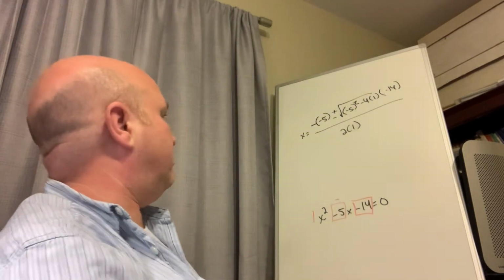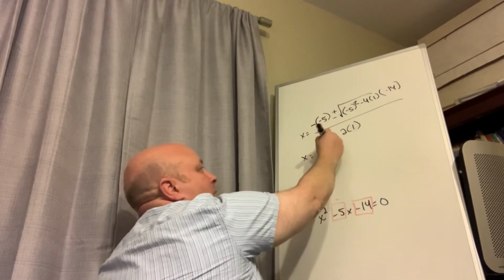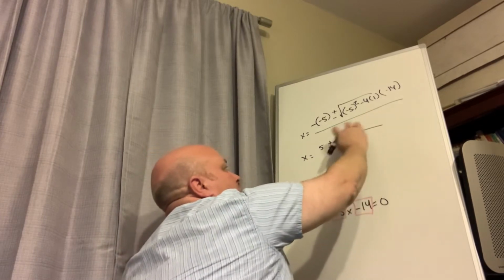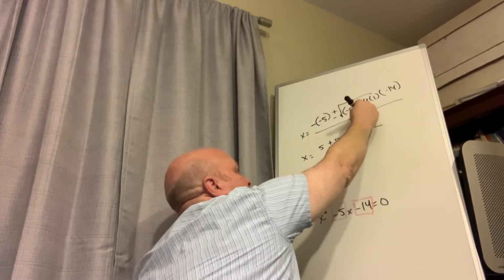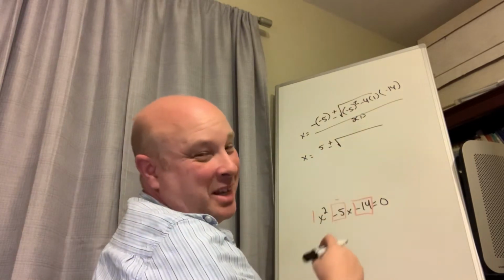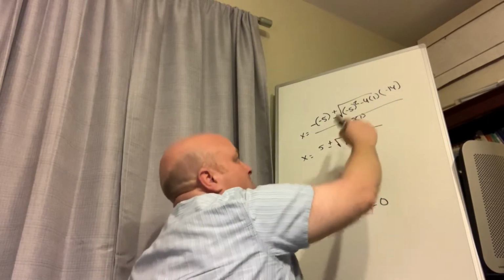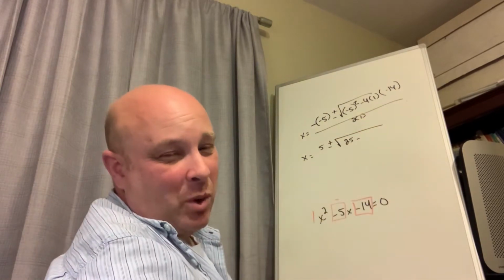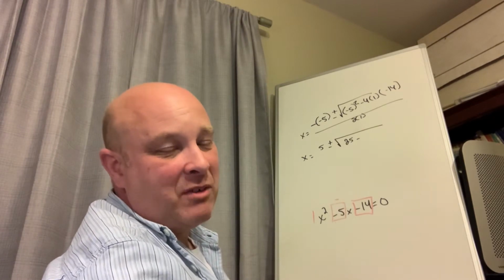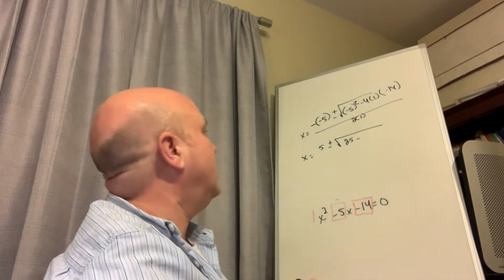All right, next line. X equals negative 5, which is a positive 5, plus or minus the square root of negative 5 squared. Negative 5 times negative 5 is a positive 25. 25 minus negative 4 times positive 1 is negative 4. Negative 4 times negative 14 is a positive number. Negative times negative is positive, okay?